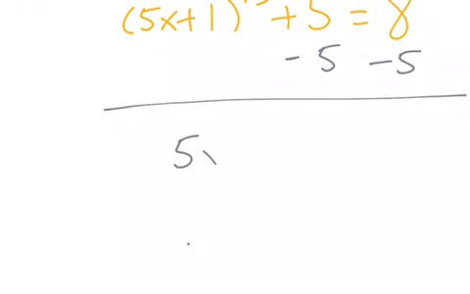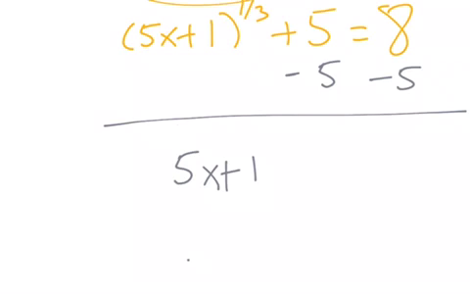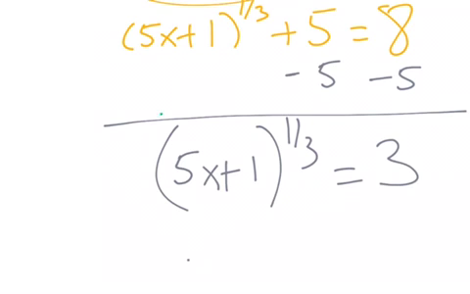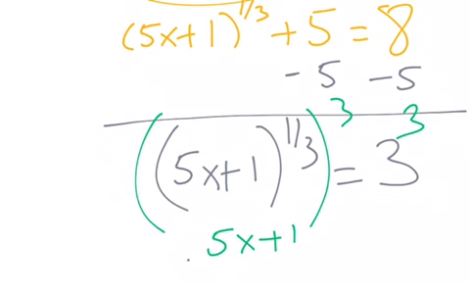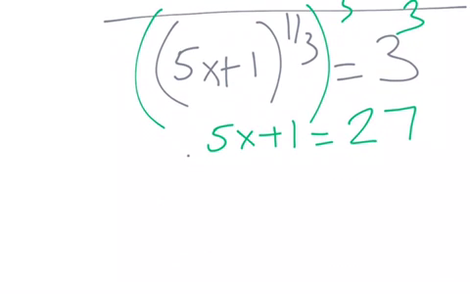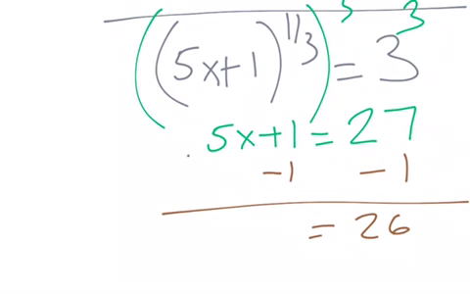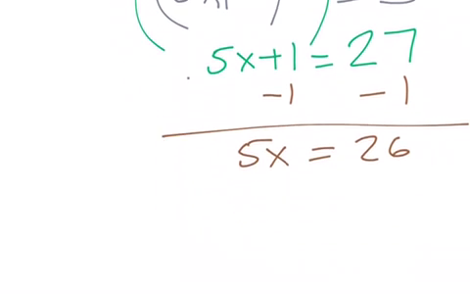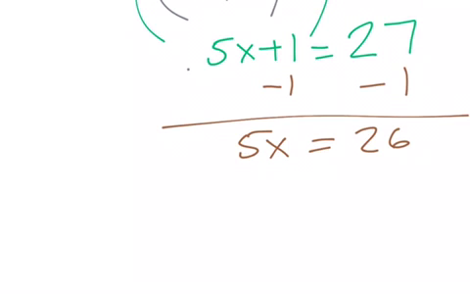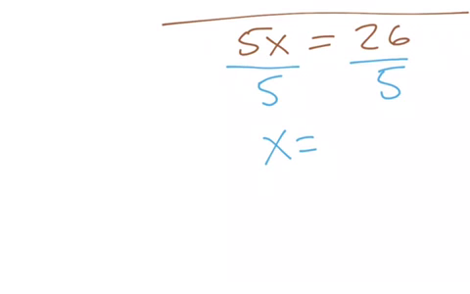So this gives me 5x plus 1 to the 1/3 equals 3. And now all I have to do is raise it to the third. 5x plus 1 equals 3 to the third, which is 27. Easy algebra from here. Just subtract 1 from both sides. 26 equals 5x. It's not going to be pretty, but we'll get an answer. Divide by 5. And x is going to be 26 over 5.